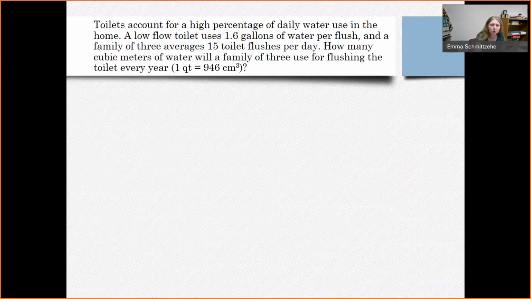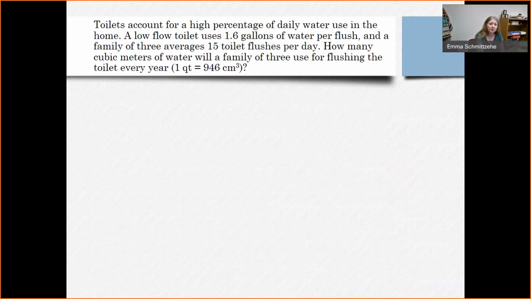Doing some problem solving by kind of focusing on the units of things and kind of this basic problem solving strategy. So what I'm going to do is go through this problem and pull out the information as I read it. So we have toilets account for a high percentage of daily water use in the home. Now, there's nothing in that first sentence that I think is useful mathematically, so I'm going to keep going. A low-flow toilet uses 1.6 gallons of water per flush. Now, that should be helpful.